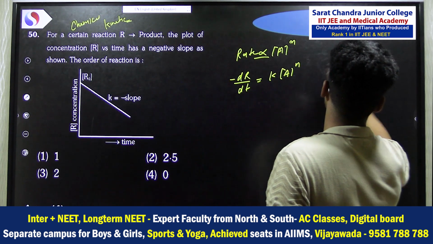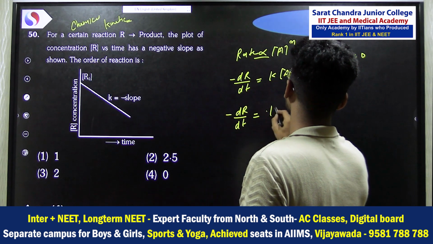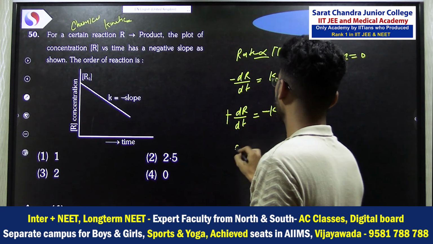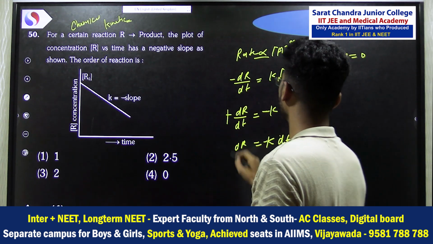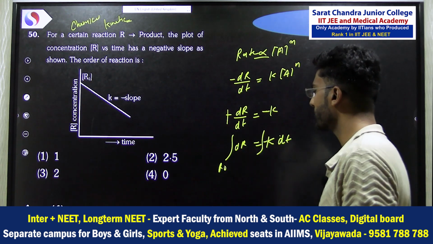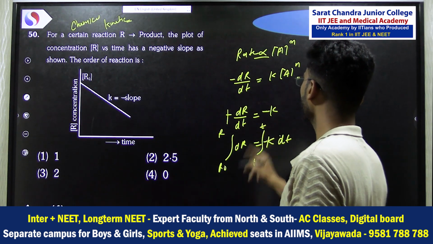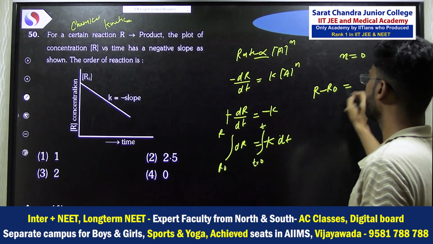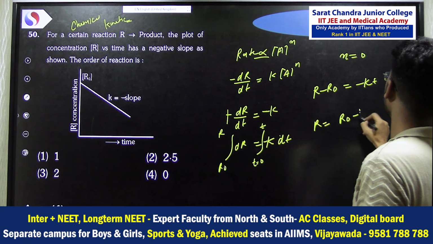If I assume n equals 0, then minus dR by dt will be equal to k. Let me remove this negative sign from here, so dR will be equal to minus k dt. If you integrate this on both sides, from initial concentration R0 at time 0 to final R at time t, its integration will be R minus R0 equals minus kt. So R will be equal to R0 minus kt.